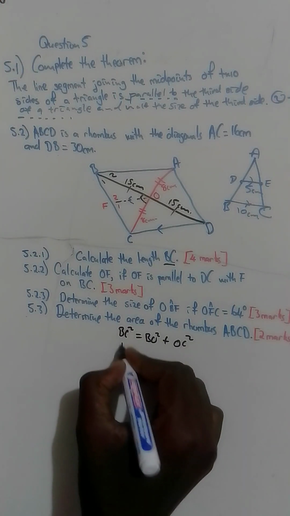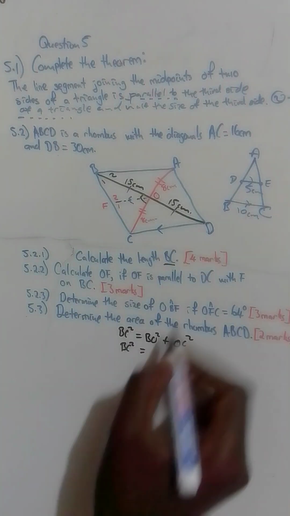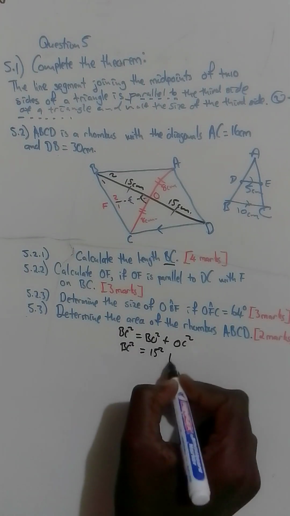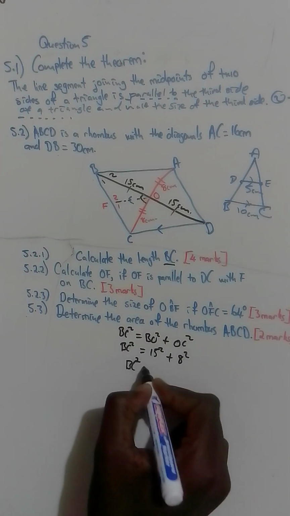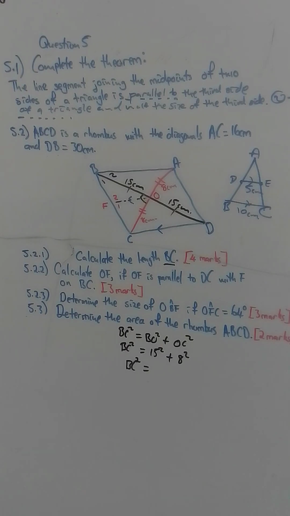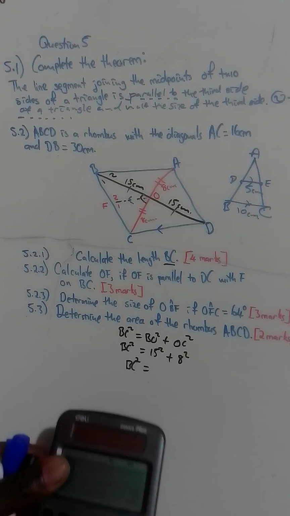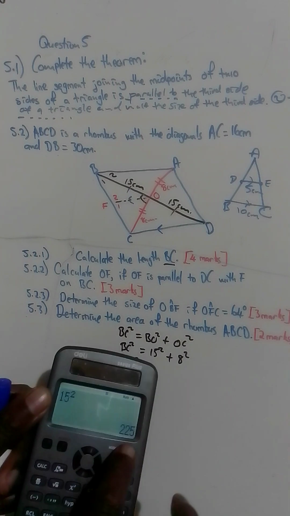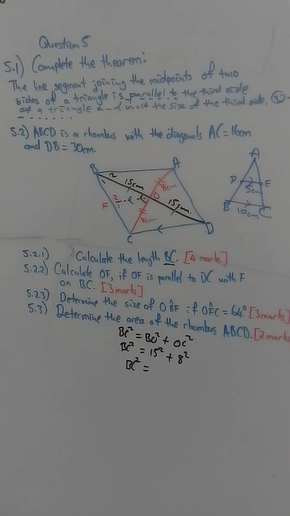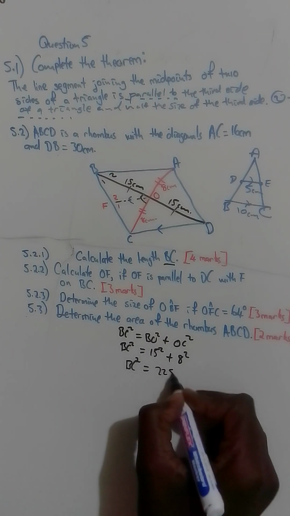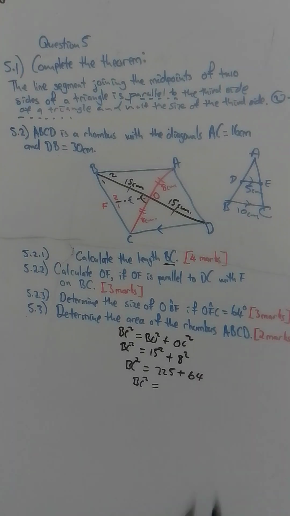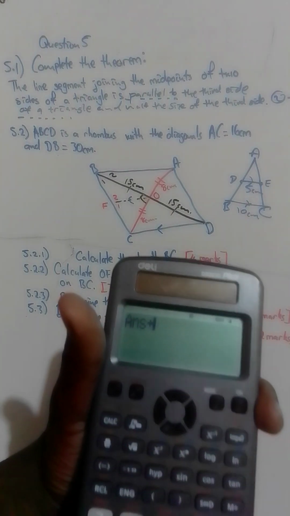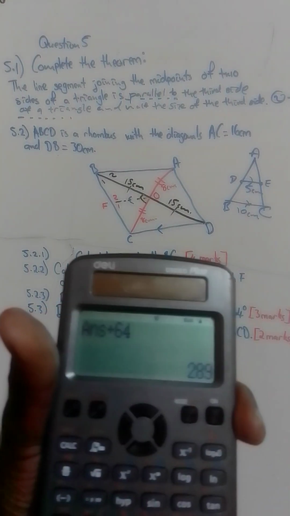We continue by saying BC squared is equal to BO, which is 15 squared, plus OC, which is 8 squared. Now we go to the calculator and find the value of 15 squared. 15 squared is equal to 225. So we write 225 here, plus 8 squared is equal to 64. BC squared is equal to 225 plus 64. And when we do that, it gives us the value of 289.